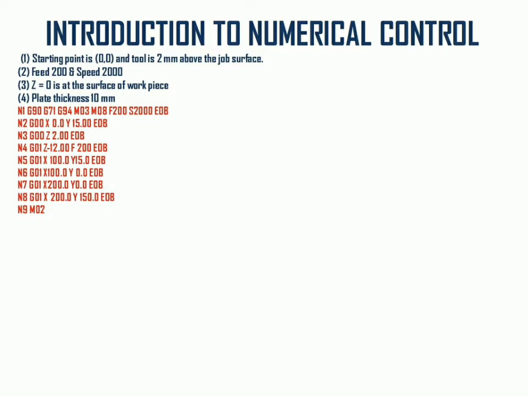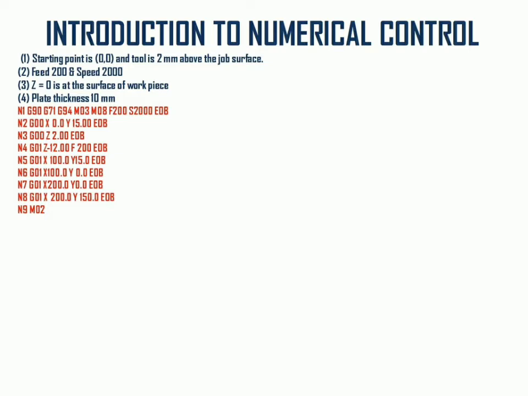So instruction block number 1, N1. An absolute dimensioning system needs to be considered here, G90, G71 for the metric unit, G94 for the mm per minute feed rate. Then we need to start the tool with the help of a miscellaneous code like M03. Then we start the coolant, as we need to take the thickness of about 10 mm for one cut. Then the feed rate needs to be considered here, which we have been given in the conditions of the problem. The feed rate is given with the help of the feed function, capital F 200, and speed capital S 2000, EOB.